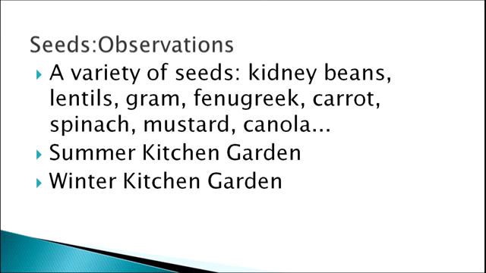We will see some specific examples. This is an example of seed observation. You can start a summer kitchen garden or a winter kitchen garden in your school, wherein you can sow a variety of seeds, for example kidney beans, lentil, gram, fenugreek, carrot, spinach, mustard, canola and many others. Before sowing, you can ask children to observe those seeds carefully. What do you think they will observe?